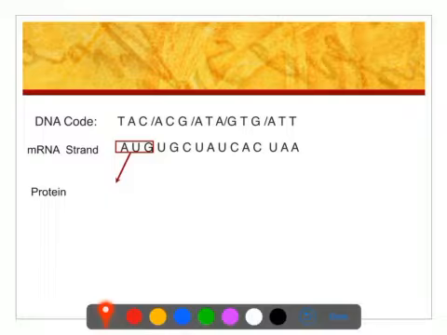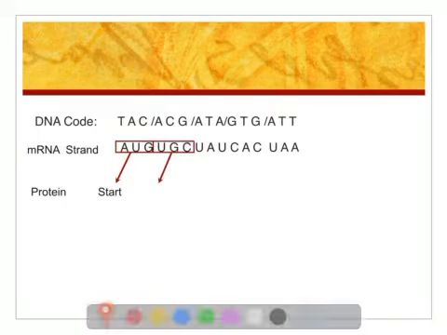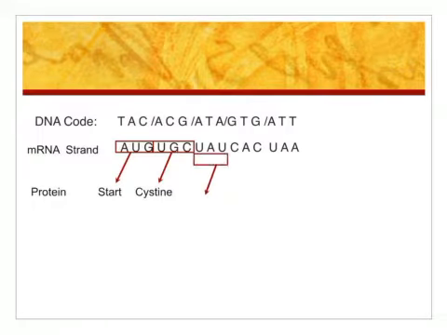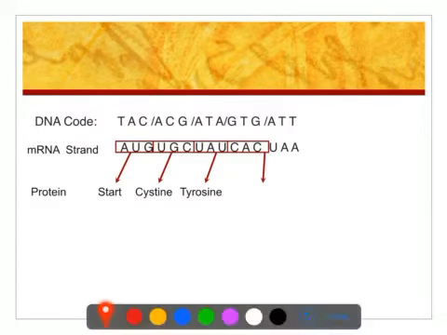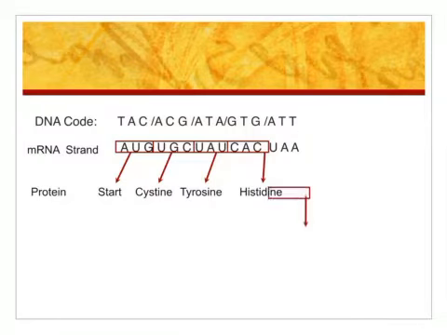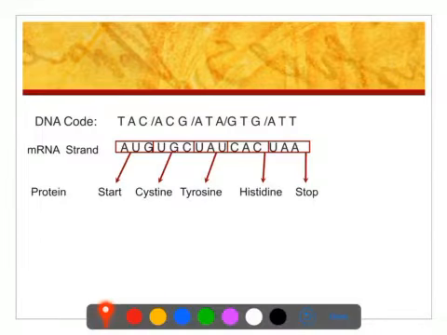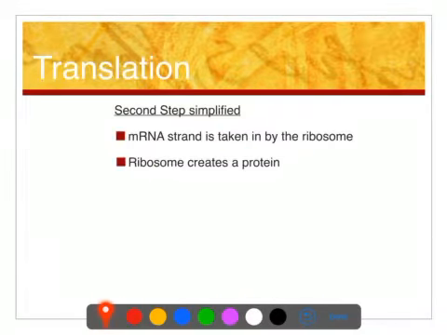So let's make the protein. We know it takes 3 nucleotides to make 1 amino acid. So we got the start codon, we got the cysteine, tyrosine, histidine, and should be a stop codon. So there we go. We made a very short protein, just 3 amino acids long. Obviously, in real life, most of them are going to be way longer than that.